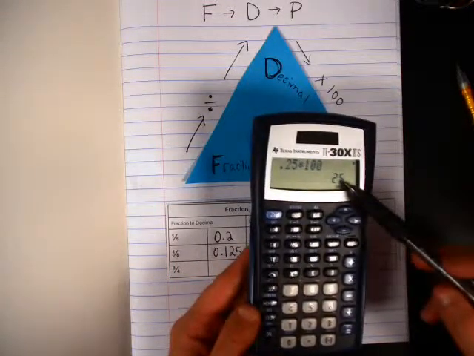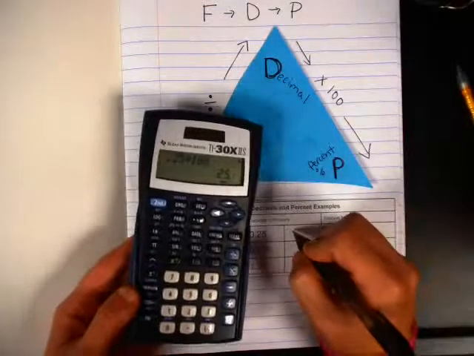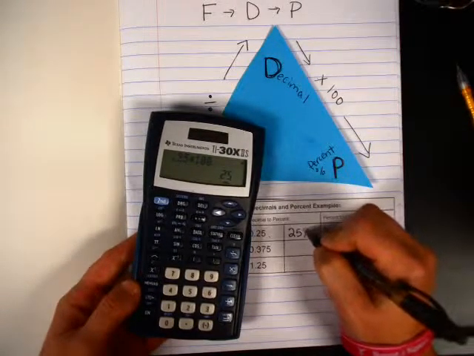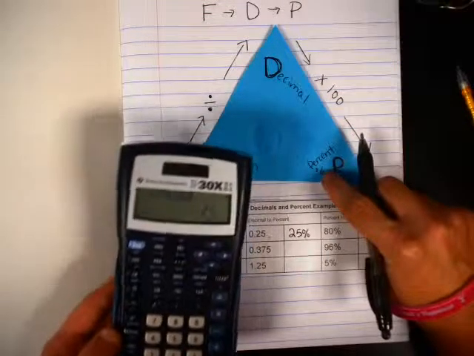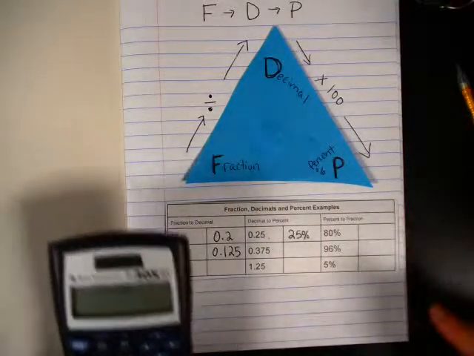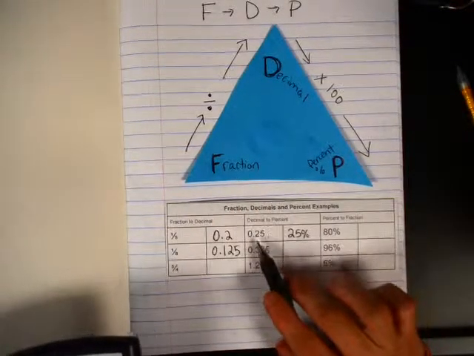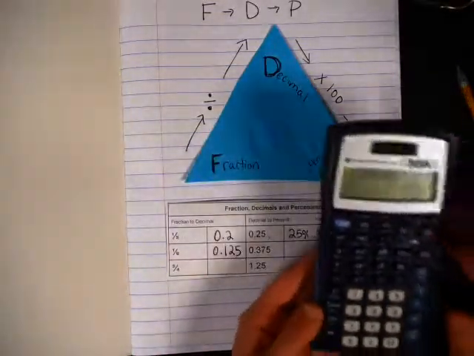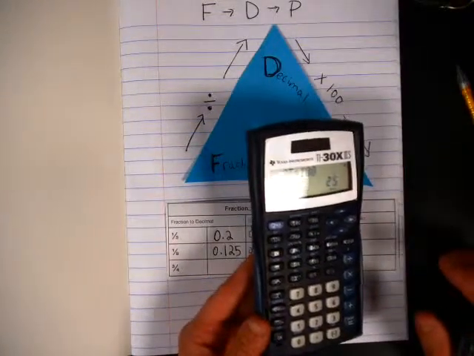Notice the decimal is at the end here. So my answer is going to be 25, and I'm going to add a percent sign because percents always have a percent sign, and that's what we were going from. We're going from a decimal to a percent. So I'm going to do the same thing on this guy right here, the next one.